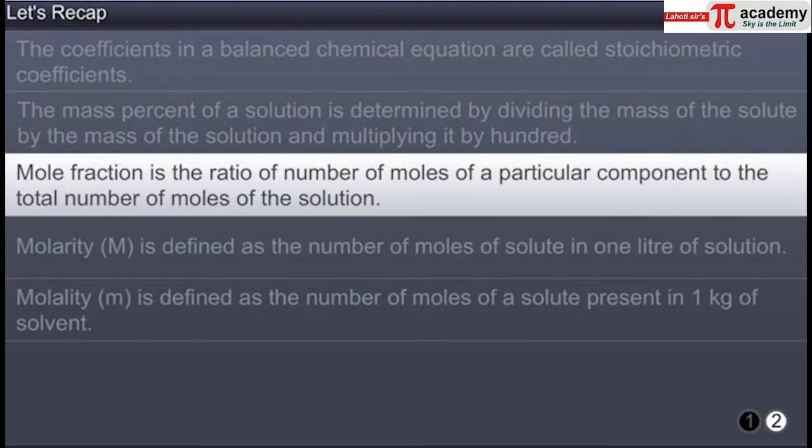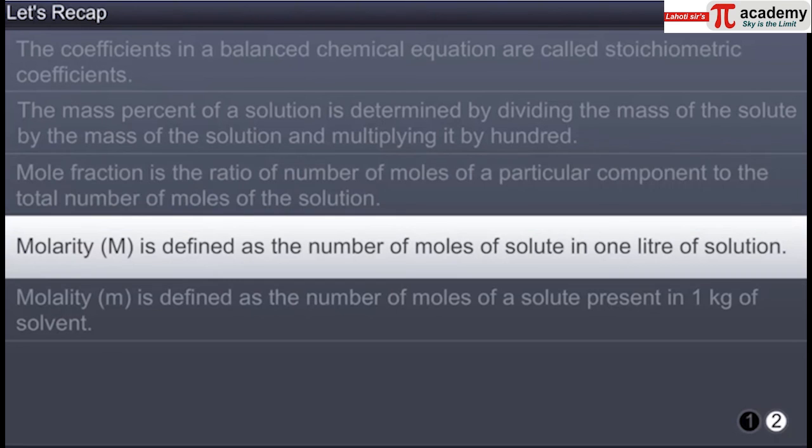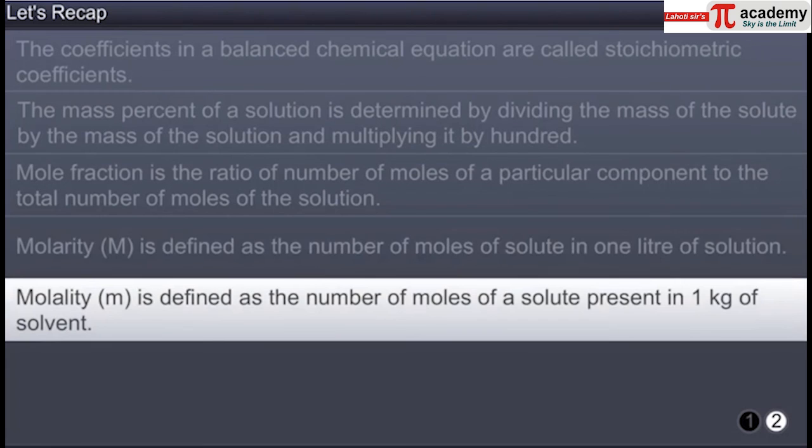Mole fraction is the ratio of number of moles of a particular component to the total number of moles of the solution. Molarity M is defined as the number of moles of solute in 1 liter of solution. Molality m is defined as the number of moles of a solute present in 1 kg of solvent.